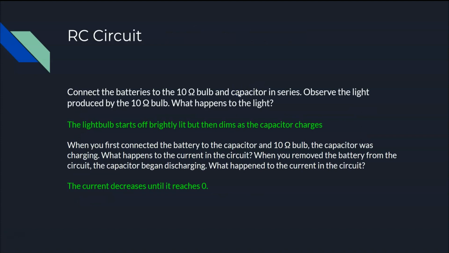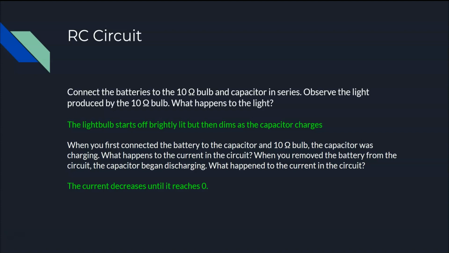So here are 2 questions for the RC circuit. The first is, connect the batteries to the 10 ohm bulb and capacitor in series. Observe the light produced by the 10 ohm bulb. What happens to the light? I said that the light bulb starts off brightly lit but then dims as the capacitor charges. The next question is, when you first connected the battery to the capacitor and the 10 ohm bulb, the capacitor was charging. What happens to the current in the circuit?